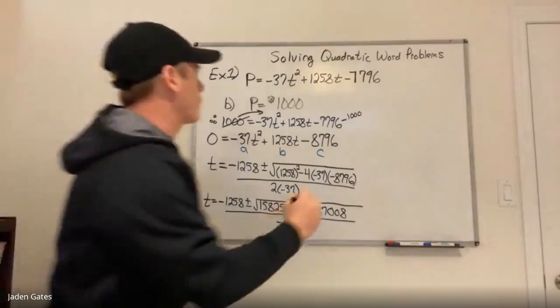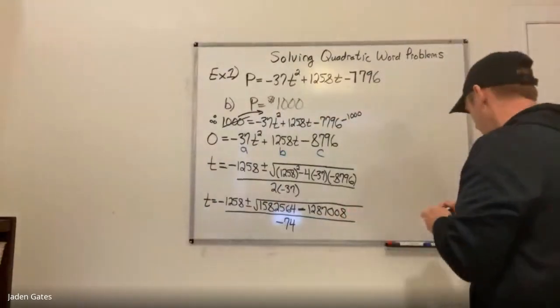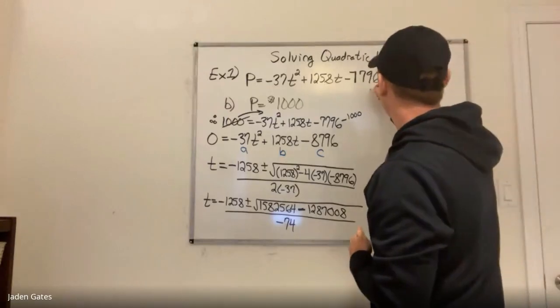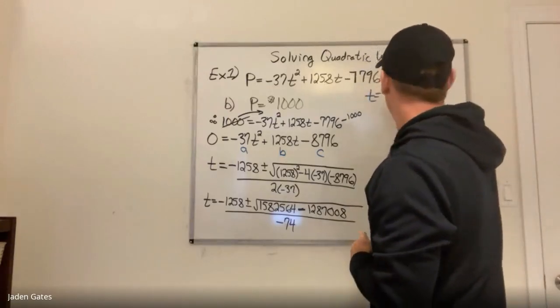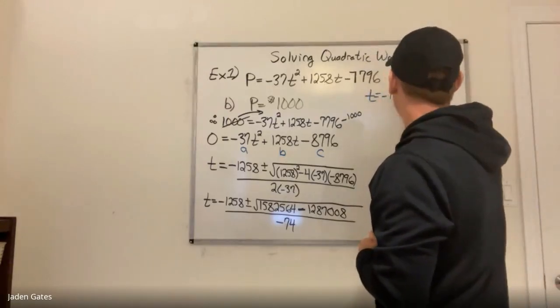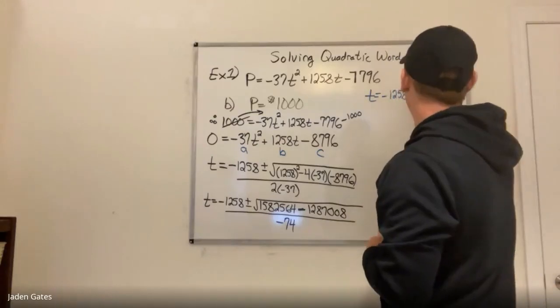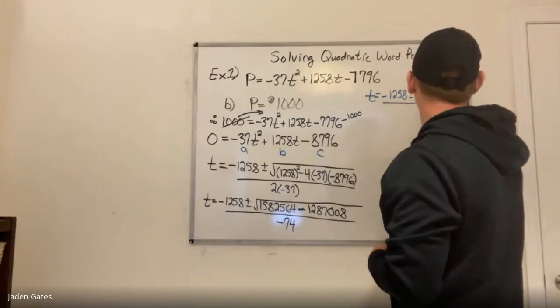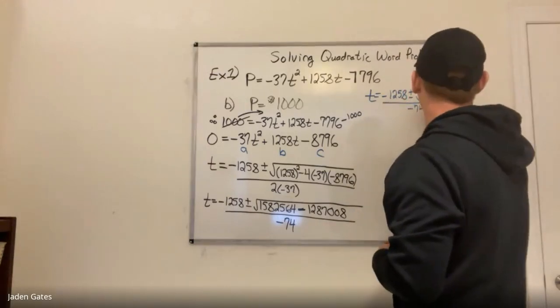All right, so I'm going to have to go up here. Why don't I switch colors, kind of make it a little bit easier to look at. So let's see here. t is equal to negative 1258 plus or minus. All right, so what's underneath there? So I know in the bottom here, I'm going to have minus 74.